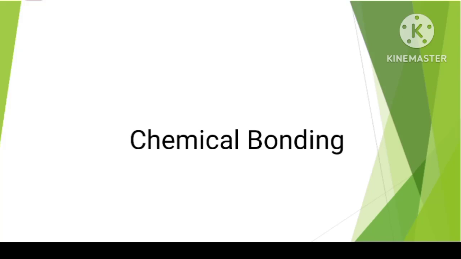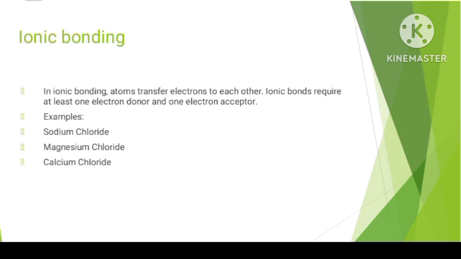Hello dear students, today I have come with a very interesting topic that is called chemical bonding, and as you already know, chemical bonding is actually the electrostatic force between two atoms. Chemical bonding is of many types, but today I am going to explain what ionic bonding is. Actually, ionic bonding is the transfer of electrons from one atom to another.